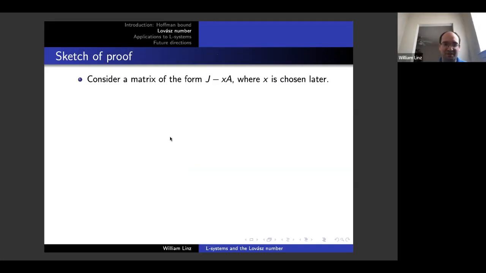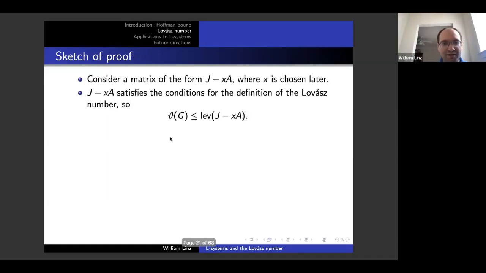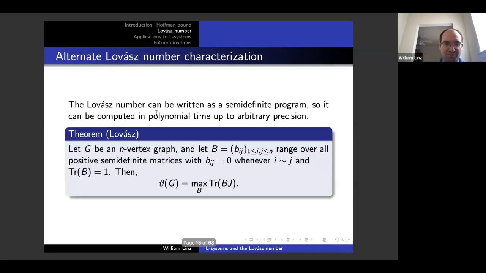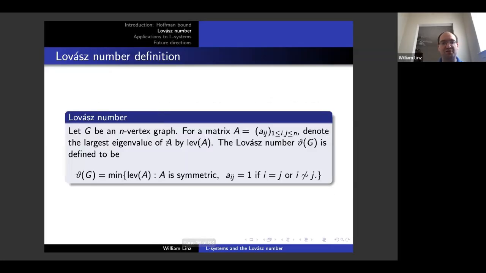Okay, so here's the sketch of the proof. Let's consider matrices of the form J minus xA, where x is a positive number that we'll choose later. The point is that J minus xA will satisfy the conditions for the definition of a Lovász number. Remember, we were looking at all matrices which are symmetric. J minus xA is symmetric because J and A are both symmetric matrices. And we want the matrix to be 1 on the diagonal. Well, J is 1 everywhere, and A is 0 on the diagonal, so J minus xA is 1 minus 0, or 1, on the diagonal.